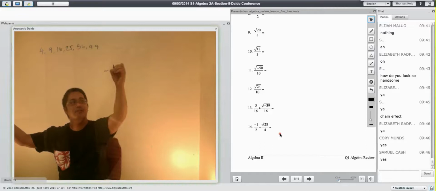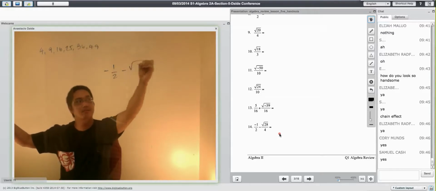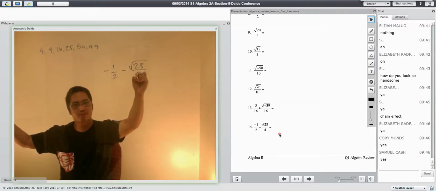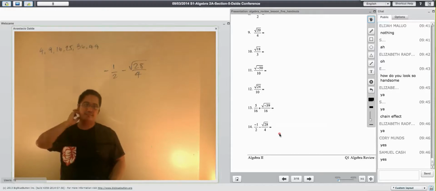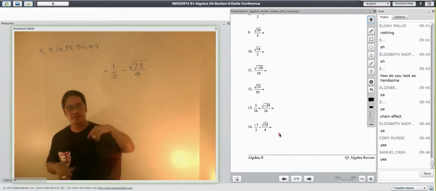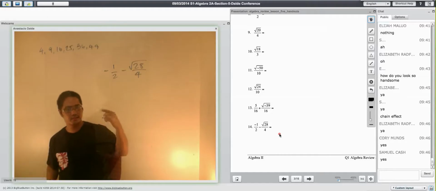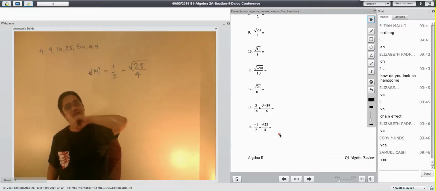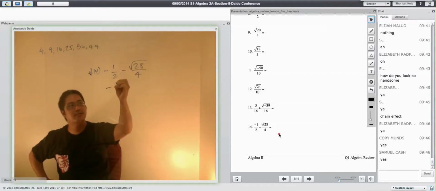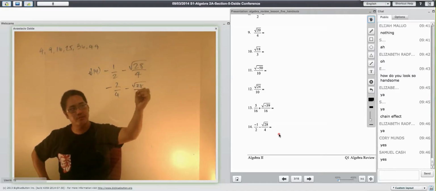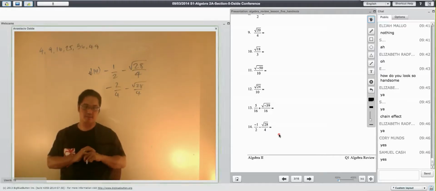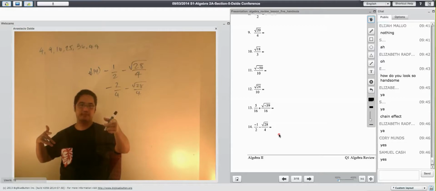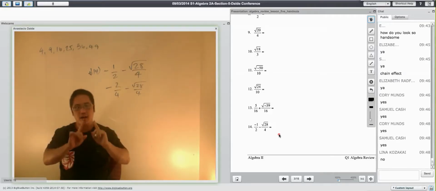Let's go with -1/2 minus the square root of 28/4. Okay? All right. So the first thing I'm going to do is combine fractions. This is number 14. I'm going to combine fractions. So I've got -2/4 minus the square root of 28/4. Do you understand how I did it? Yes or no? Do you understand why I did it?